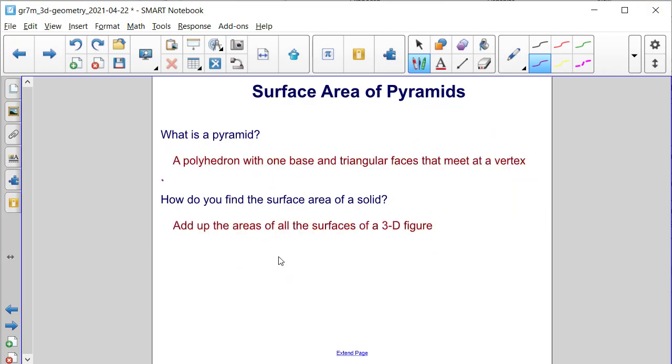So here are the solutions to these questions. A pyramid is a polyhedron with one base and triangular faces that meet at a vertex, which is what we drew also. And then how do you find the surface area? You add up the areas of all of the surfaces or all of the faces of a 3D figure.